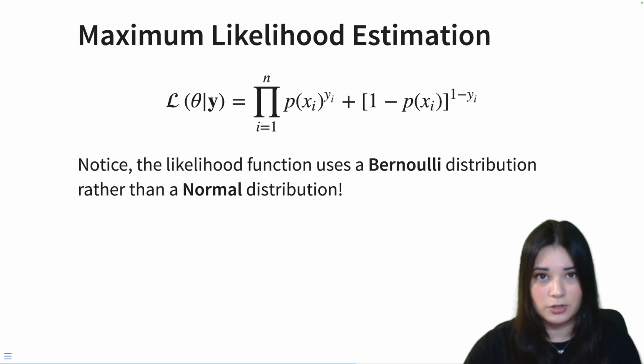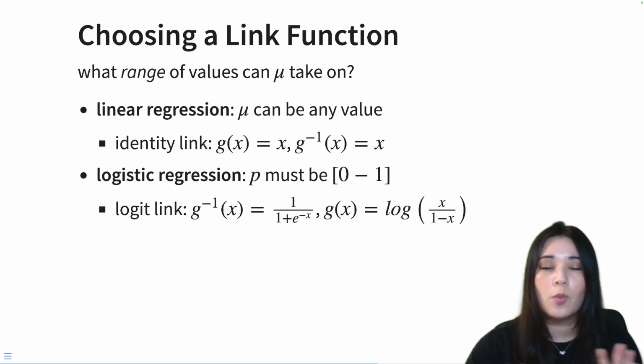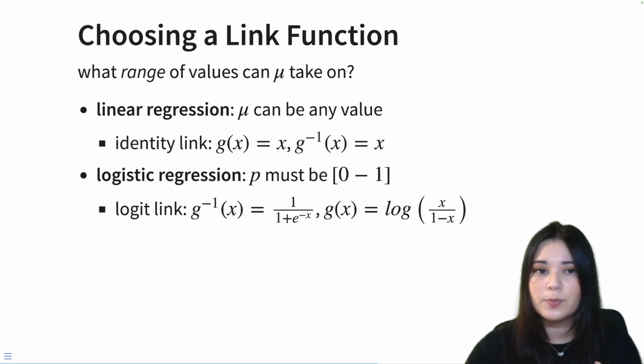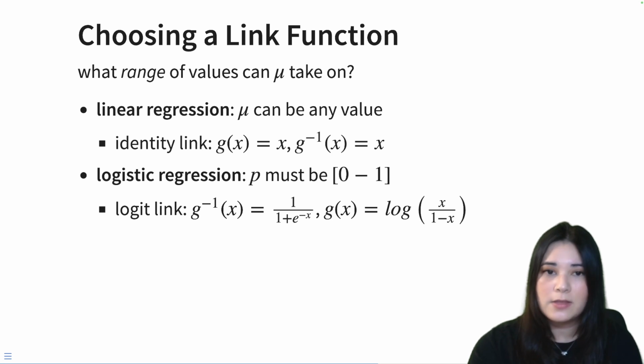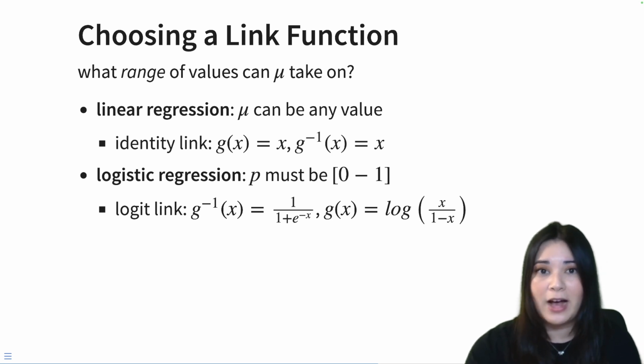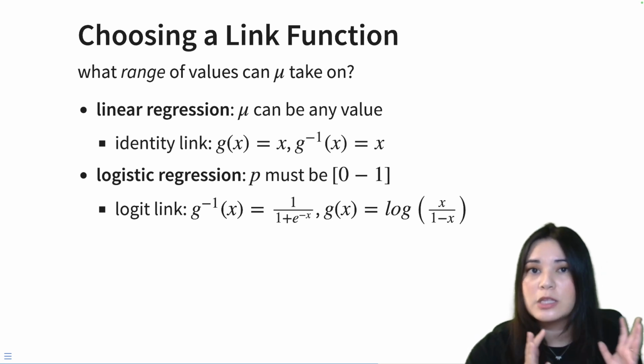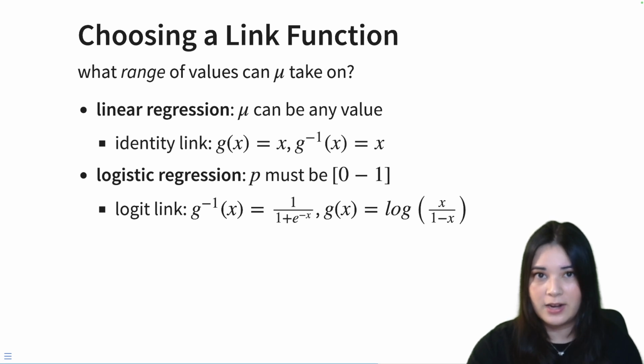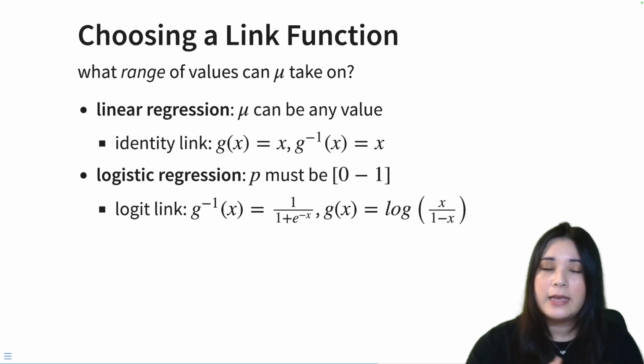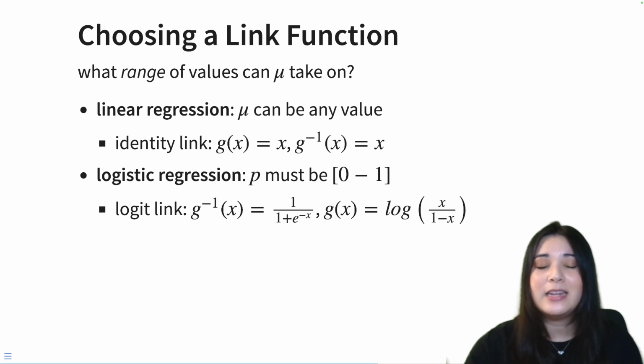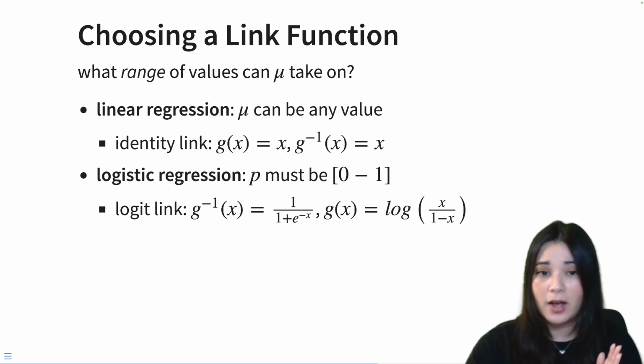our likelihood function. Now in class, we'll talk about a wide range of GLMs that you can use by just swapping in and out some of the likelihood functions or link functions. However, one of the things that I want you to think about is how you might choose these. For a link function, you need to think about what range of values can mu, your expected value of the data, take on. In linear regression, mu can be any value between negative infinity and positive infinity.